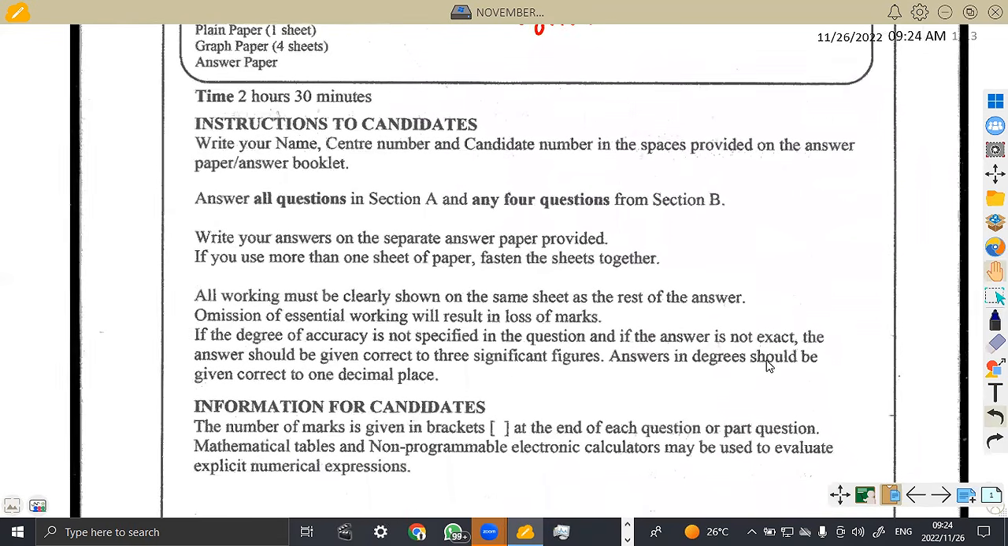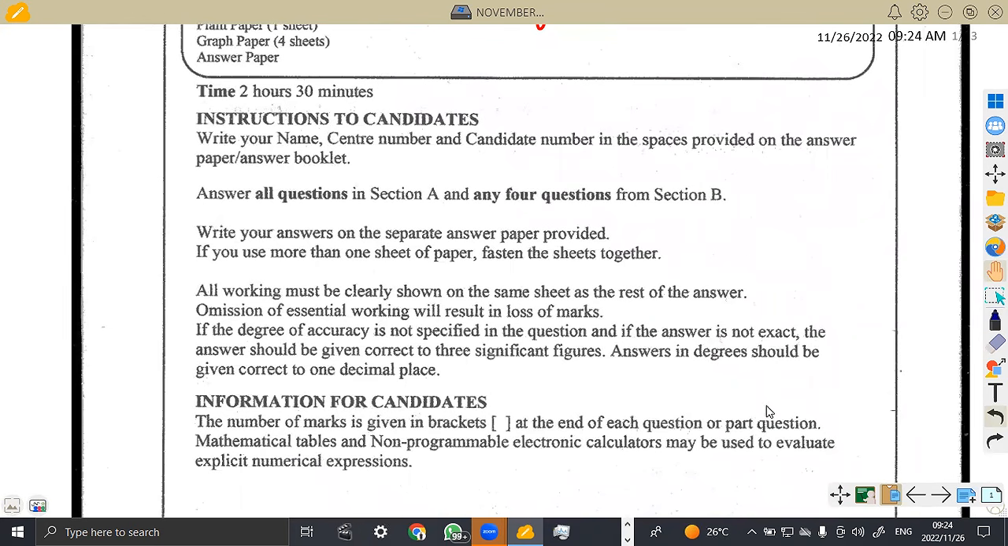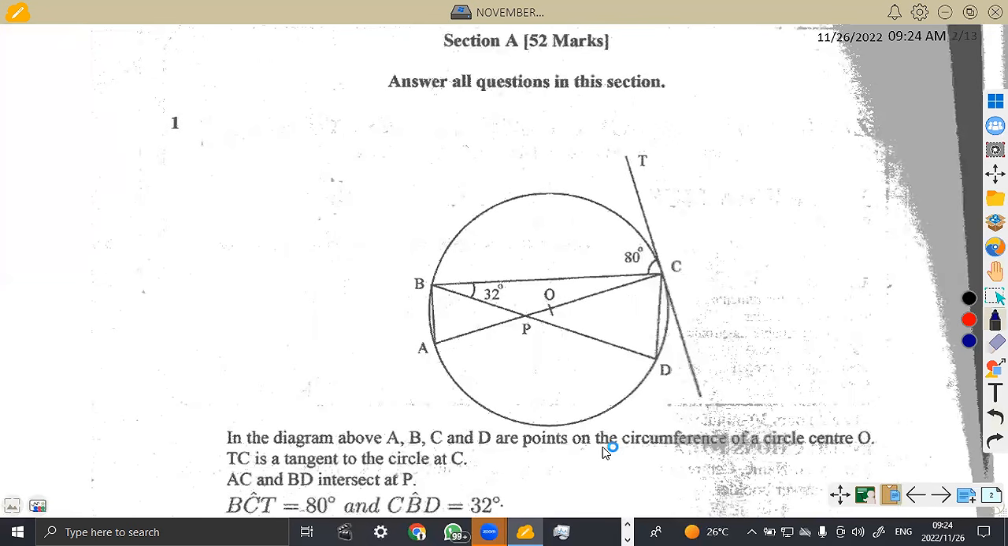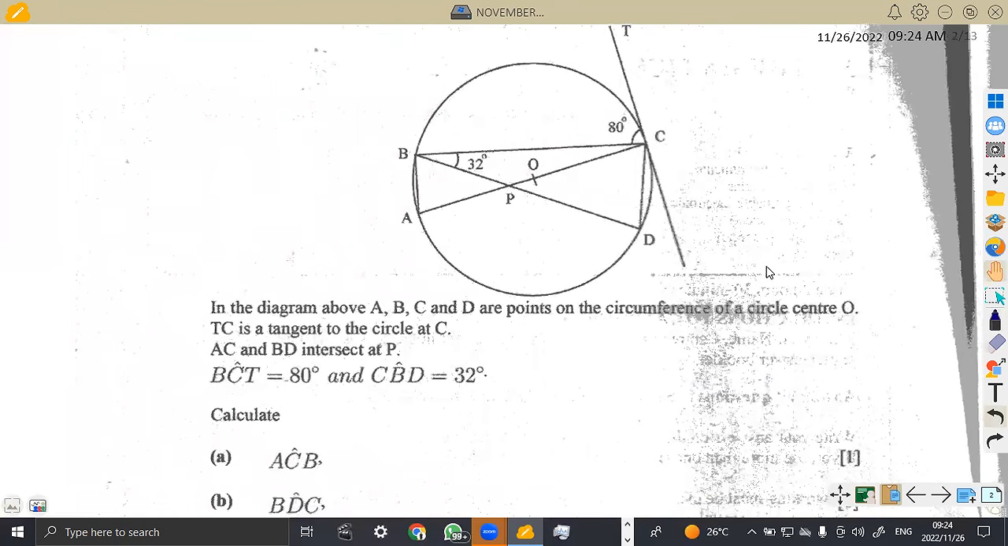First, guys, we are supposed to read the instructions properly, especially on the degree of accuracy, whereby your answers should be given to 3 significant figures. If you're not told about that, and if you are given angles in degrees, you must give your answer correct to 1 decimal place. So that's it for the instructions, which is most important. So quickly rush through the first question. That is our section A, which now has 52 marks, which is different from the previous papers that we had. But anyways, it's just normal. Let's see what we had.